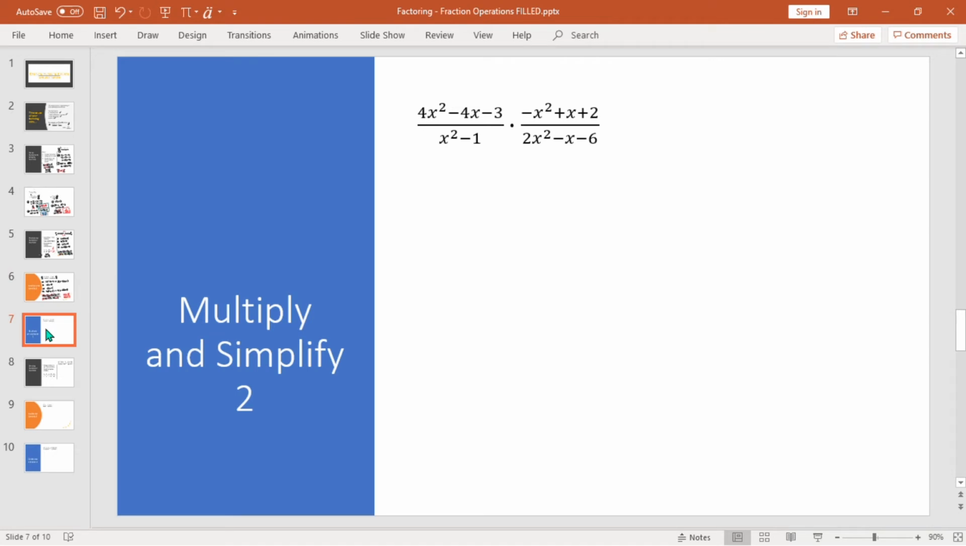We'll do another example of these. Okay, numerator 1, denominator 1, numerator 2, denominator 2. Back to black. There we go.